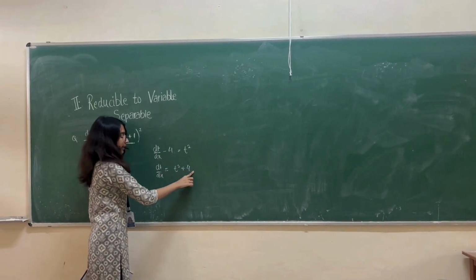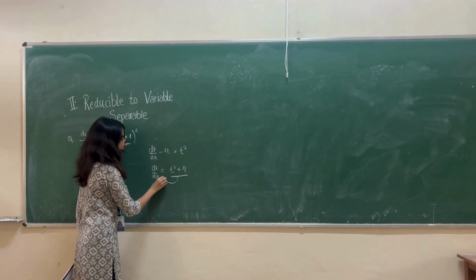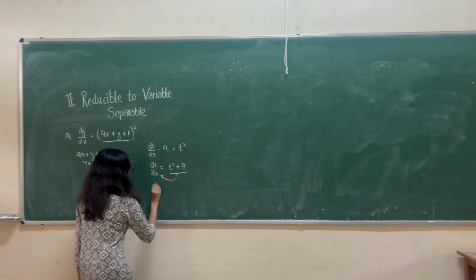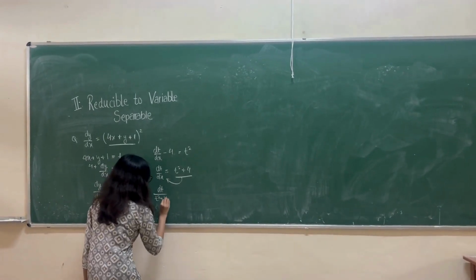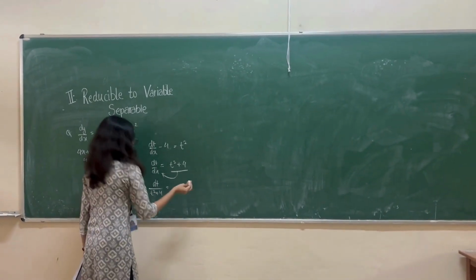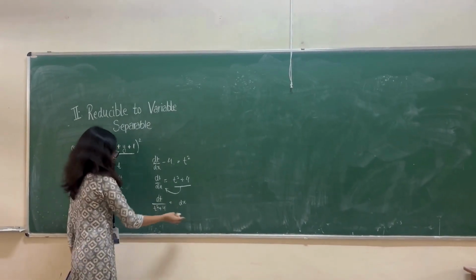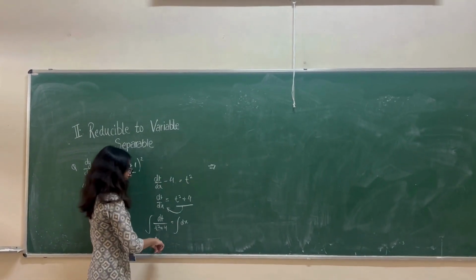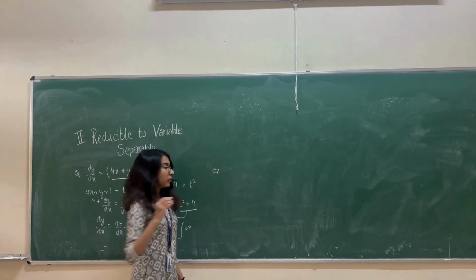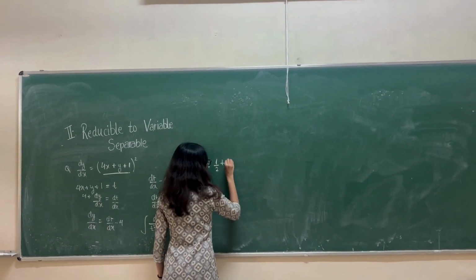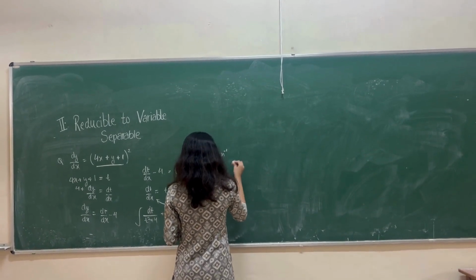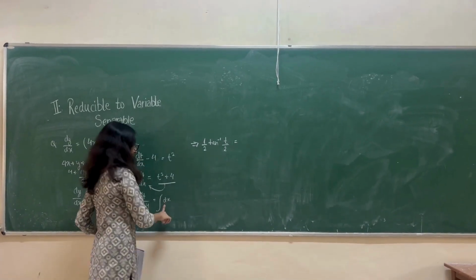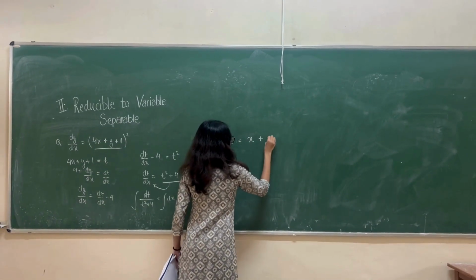Now since the right hand side has a t term, we can bring it to the left hand side with dt and dx on the right hand side. So we are left with dt by (t squared plus 4) is equal to dx. Now what we have to do is integrate both the sides. So now the integral of 1 by (t squared plus 4) would be 1 by 2 tan inverse of t by 2 is equal to the integral of dx, which is x, plus c.